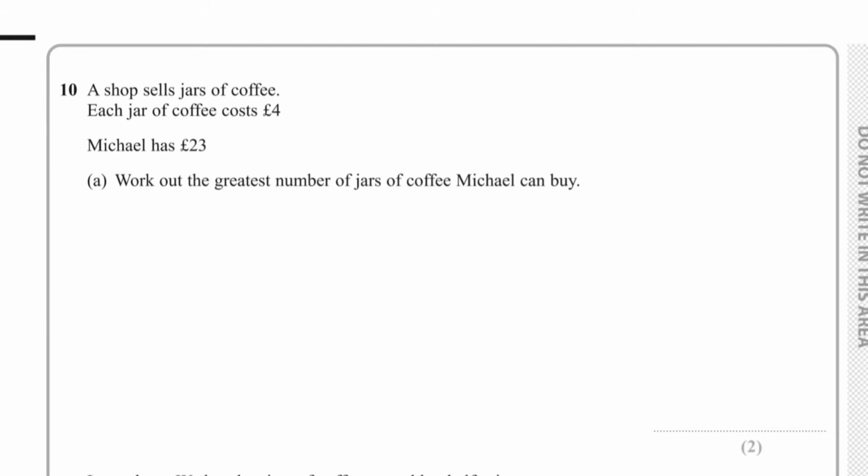Question number 10. A shop sells jars of coffee. Each jar of coffee costs £4. Michael has £23. We have to work out the greatest number of jars of coffee Michael can buy. Well, if I do 23 divided by 4, we get 5 3/4, which means the greatest number of jars of coffee Michael can buy is 5.